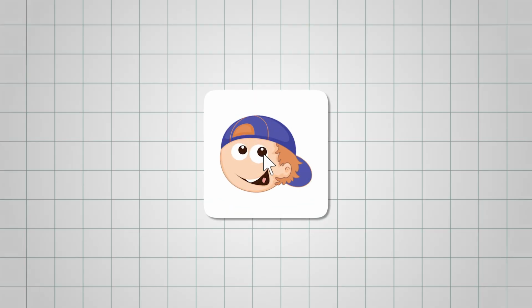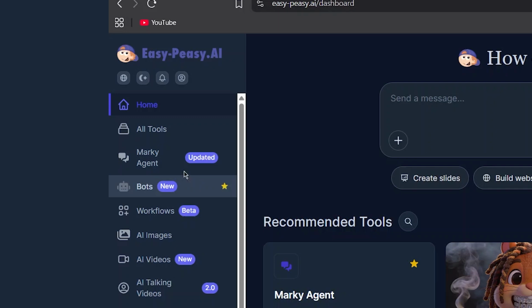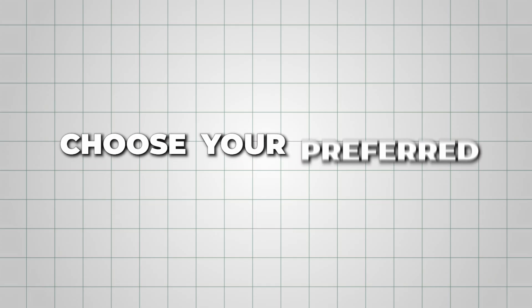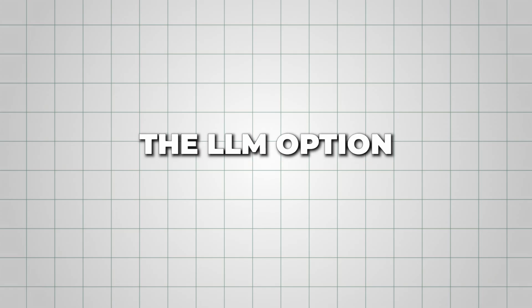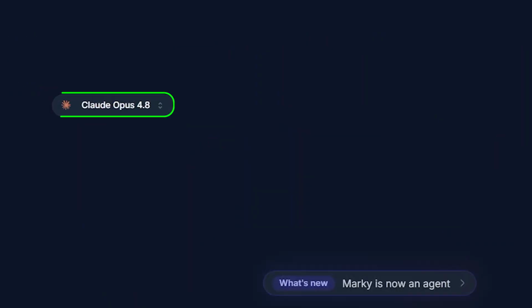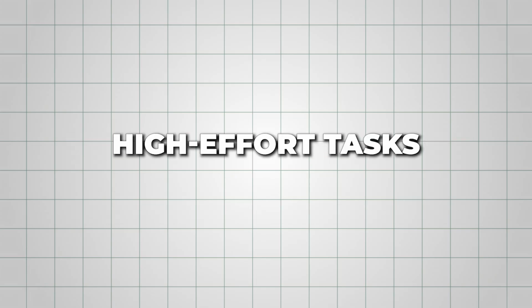Head over to Easy-Peasy AI and open Marky Agent from the left sidebar. Next, choose your preferred language model by clicking the LLM option at the top. For this tutorial, I'll use Claude Opus 4.8 as it's well suited for complex reasoning and high-effort tasks.